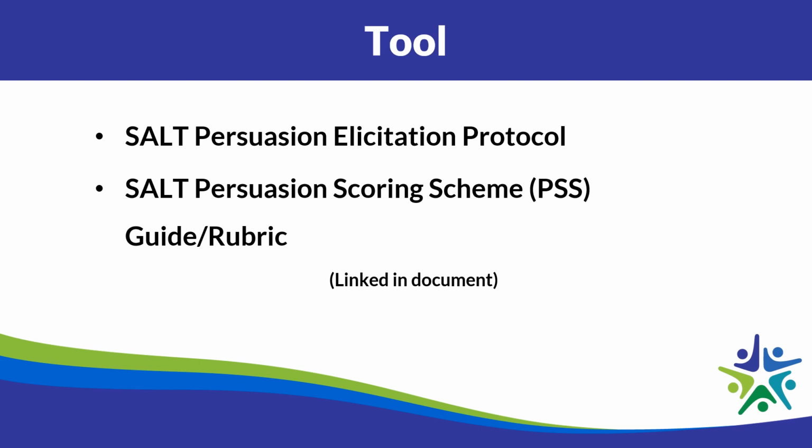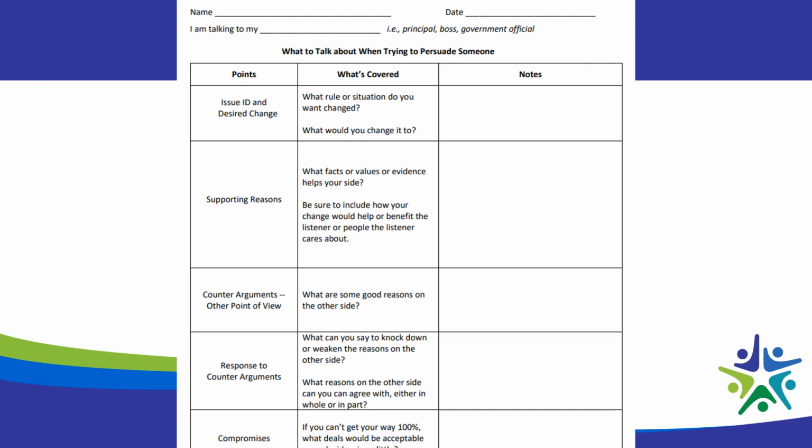One tool that is out there and freely available on the SALT website is the SALT Persuasion Elicitation Protocol and the corresponding rubric. And what that protocol does is it helps you to collect a persuasion sample. So you work with the child and say, I want to find out how well you can persuade someone. So talking to people to change their mind to get them to do something that you want. And then you go on to provide some examples and a little bit more direction. There's a planning sheet that goes with it, so you can give the child a little bit more support. You can give them some time to plan and get them thinking to prepare them for this task.